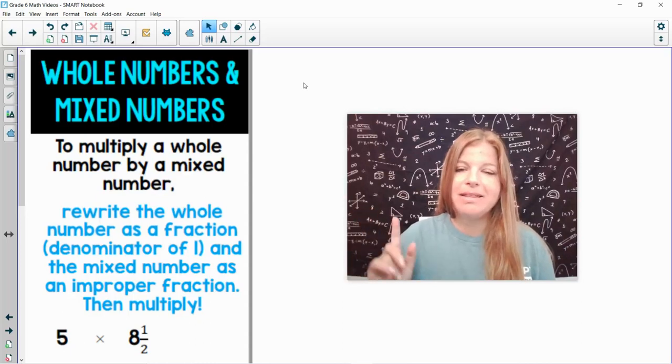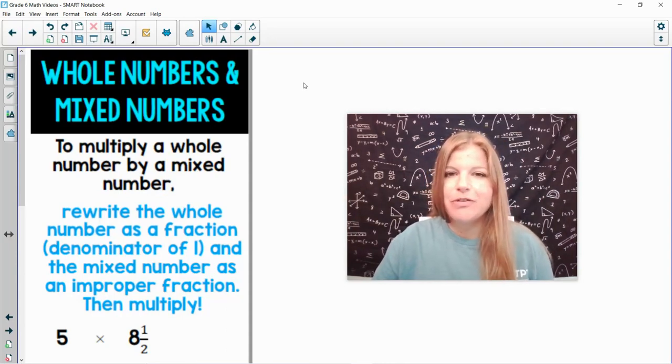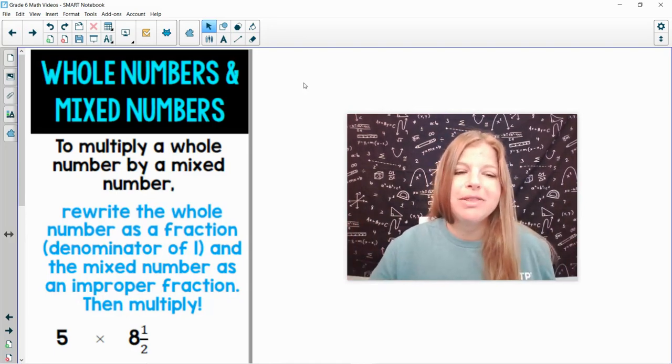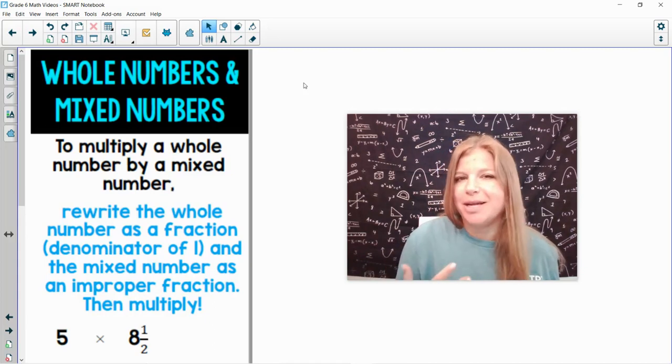Hey everyone, in this lesson we are multiplying whole numbers and mixed numbers together, and then mixed numbers and mixed numbers together. So first off, multiplying whole numbers and mixed numbers. It says to multiply a whole number and a mixed number, rewrite the whole number as a fraction with a denominator of 1, right? So we know 4 is really 4 over 1. 10 is really 10 over 1.